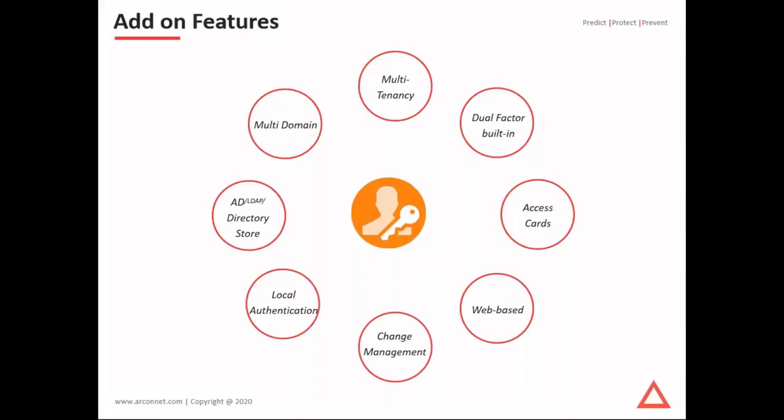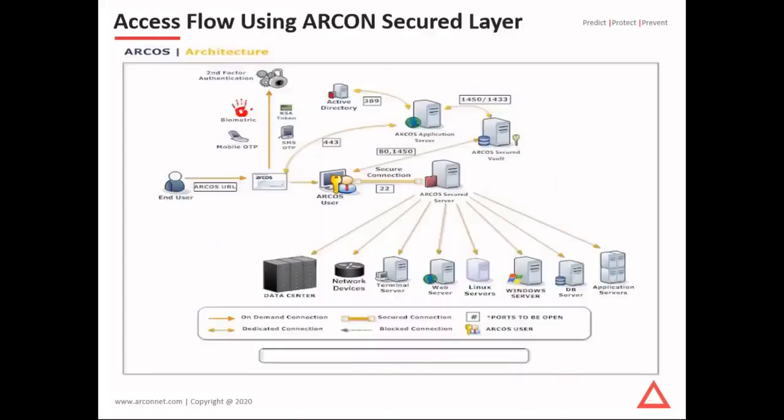So these are the add-on features that we give apart from the four core pillars of any PAM solution. Now let's move on to the typical architecture of the Arcon PAM solution. So this is the architecture. We have three components: the application server, the secure gateway server, and the database server. The secure gateway server is a Linux server, which holds multiple concurrent sessions. We're not limiting the concurrency of the users who want to connect to the IT assets.